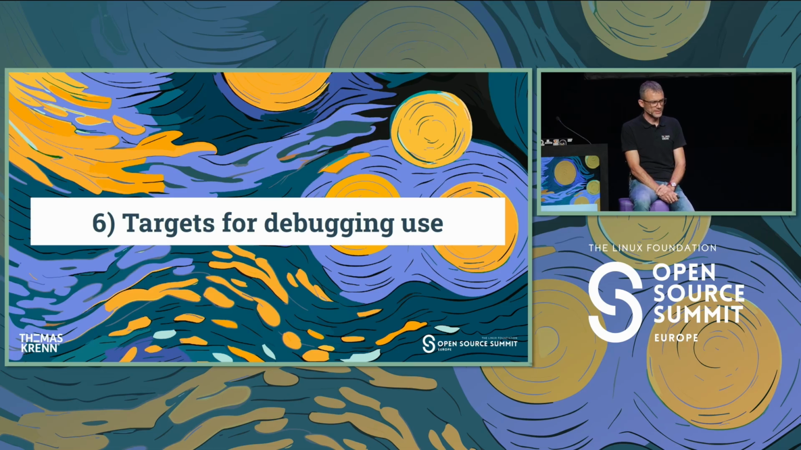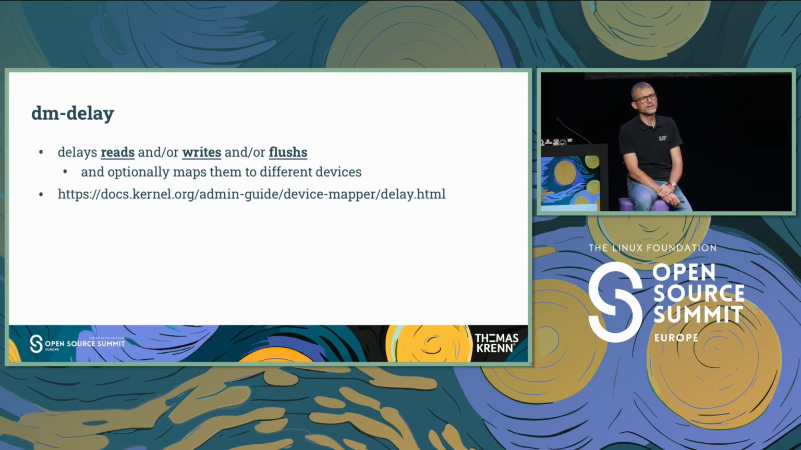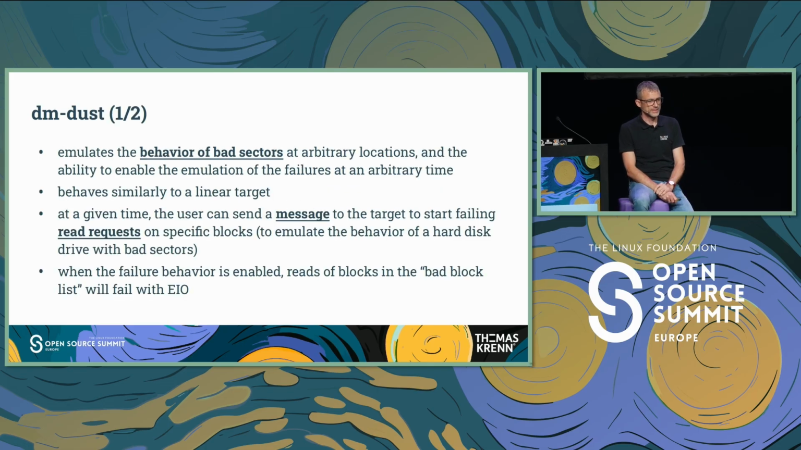There are multiple of them. I think there are 5. They are mainly used for development and debugging. Example, the delay target. This delays reads and/or writes and/or flushes. Next one is dm-dust, which is interesting for file system developers because it emulates the behavior of bad sectors at arbitrary locations.